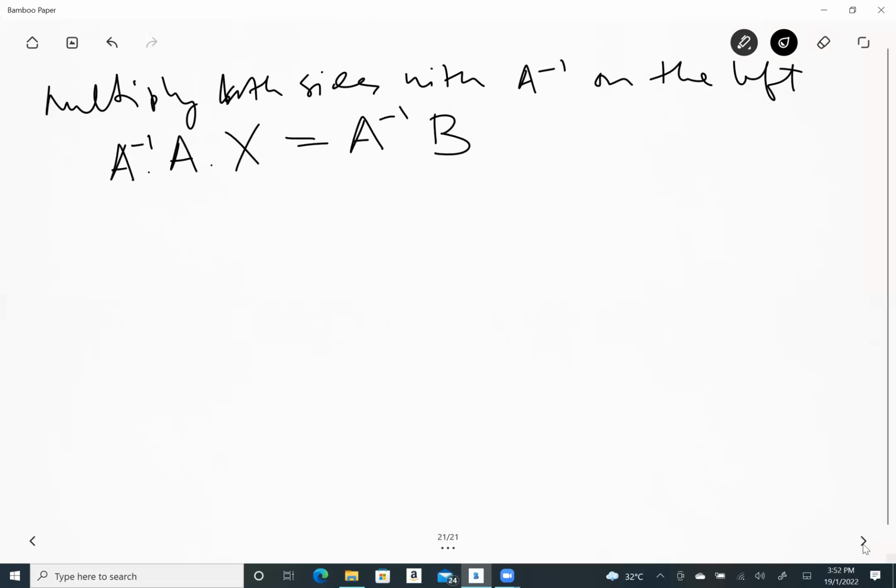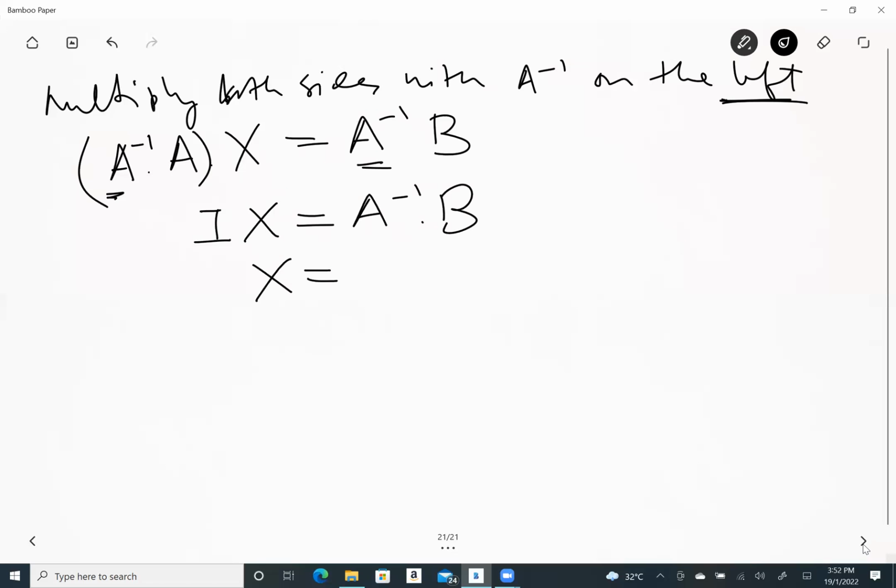So this is what we mean by on the left. On the left, you put that inverse on the left. Okay, on your left. So that's it. Now, you know that A inverse multiplied with A, what do I get? I get I. X equals the inverse of A multiplied by B. And IX is just X.